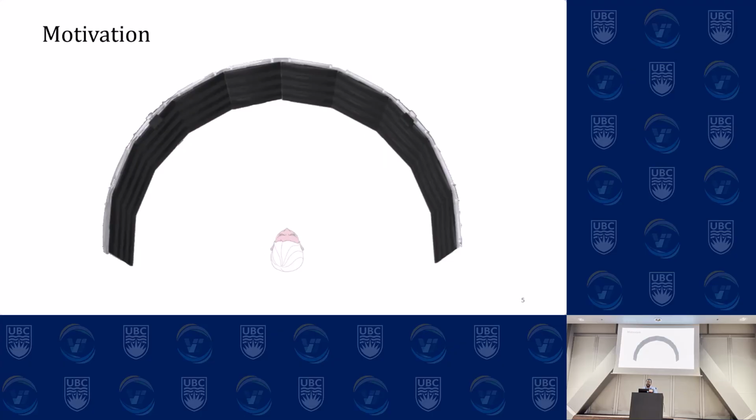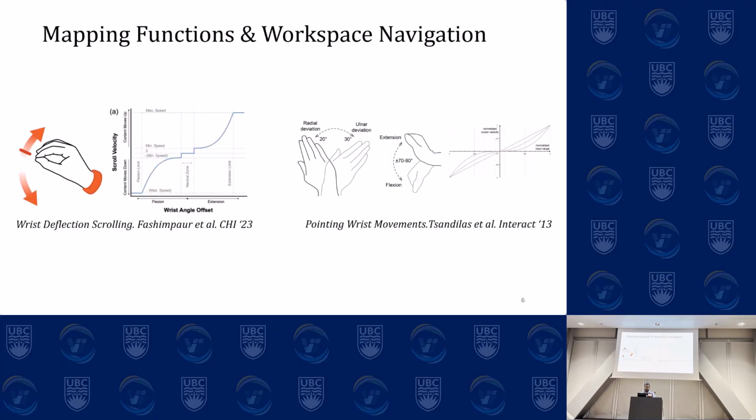Users naturally turn their head towards a region when looking or interacting with it. This makes head movement a promising option to bring off-screen content into view. However, we need to know how we can effectively use head movement to bring off-screen content into our view. Researchers have shown that mapping functions that translate physical movement into workspace movement are helpful for navigating large information spaces.